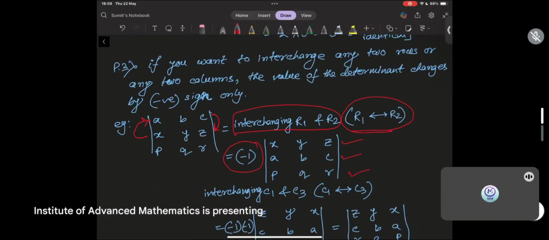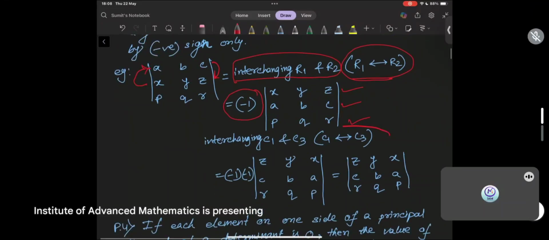Next, again we are interchanging c1 and c3. Minus 1 is there, and then again a negative will come. C1 was x a p, and c3 was z c r. These will be interchanged. Again a negative will come, and then we get z y x, c b a, r q p. Is this clear, Rishita? Clear?